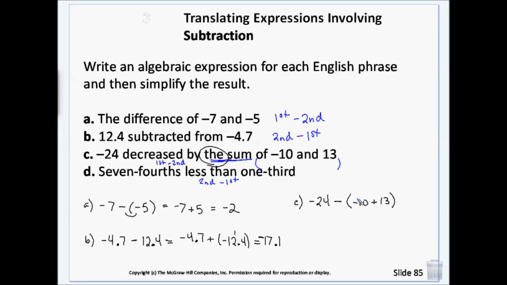So I'm going to do this part first, because it's in the parentheses. -10 plus 13 is 3. So this is -24 minus 3, which is the same thing as -24 plus -3, which these are both negative. So that's -27. So just remember, this word the means to put parentheses. And I can, hold on. I erase this.